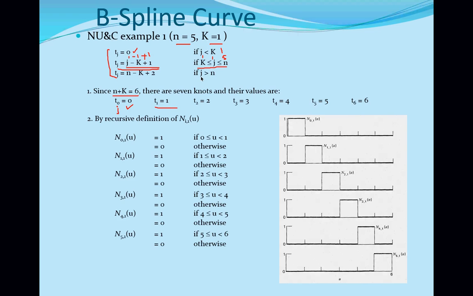Now j is 2. So j here in this case is 2, and k equal to 1. So again in this range I am going, so again this will be valid. So j is 2, so 2 minus 1 plus 1. So I am going to get 2. Similarly I will get 3, similarly I will get 4, similarly I will get 5.